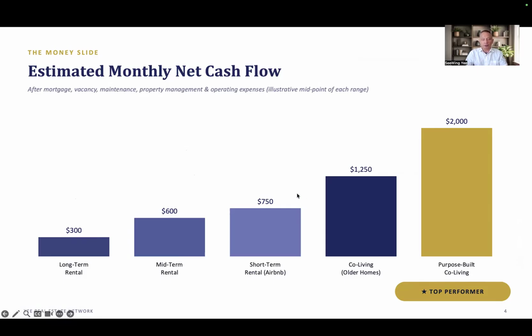The next comparison is a short-term rental, otherwise known as Airbnb. Based on my analysis, the typical average short-term rental Airbnb collects net cash flow of around $750, give or take. Sometimes more, in some situations less, but I'm just going by the average: $750 to maybe $1,000, typically maybe slightly higher. It depends on a lot of variables.